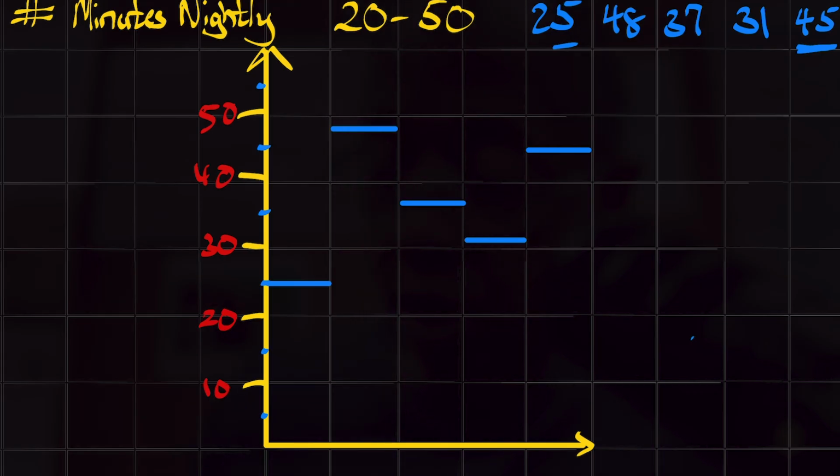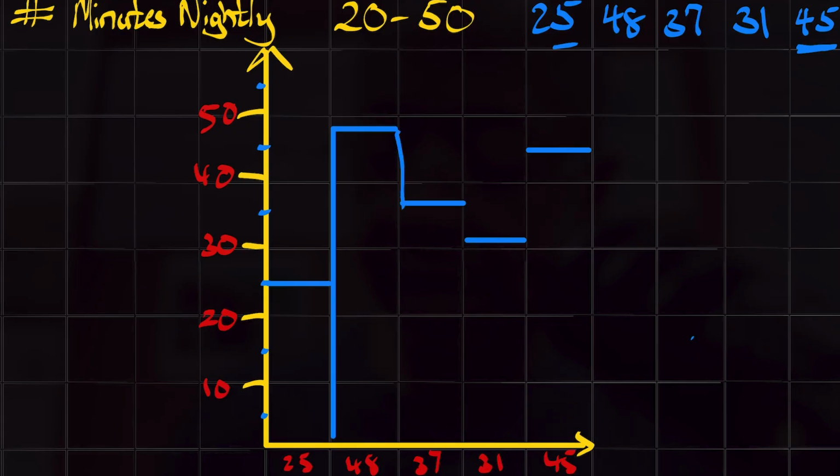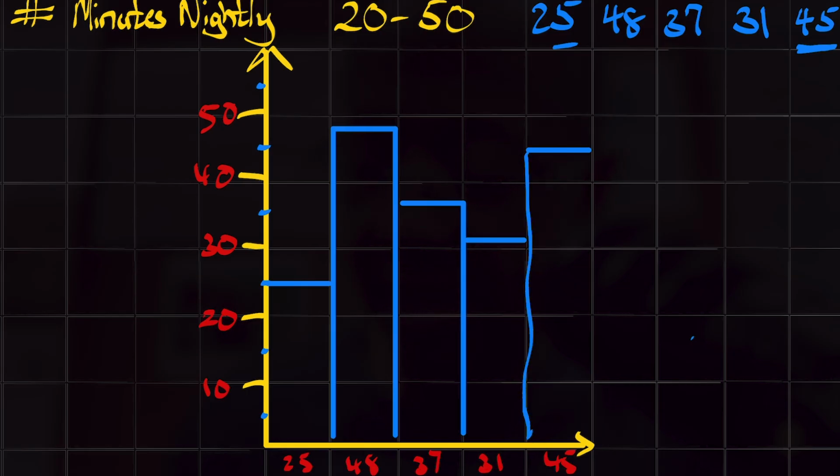I do feel like I ought to label the x-axis with the values of the bar. So that's 25, 48, 37, 31, and 45. It's actually a really good time for me to double check and make sure that I have listed all the various data that's in the pool. Sometimes if you go too quickly, you can actually miss some of the data, and then you end up with a graph that is not complete and not correct. And those are the two C's that I really want to make sure I accomplish here.